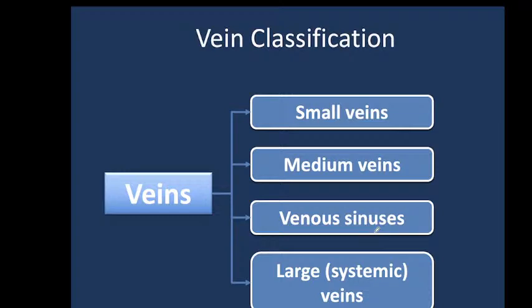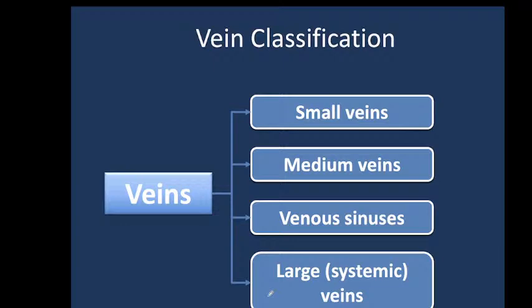Talking about the systemic or great circuits, we distinguish small veins, medium veins, venous sinuses like in the brain, and large or systemic veins. This is the main idea of this classification. It is the diameter of veins: small diameter, medium diameter, some sinuses, and the large veins.